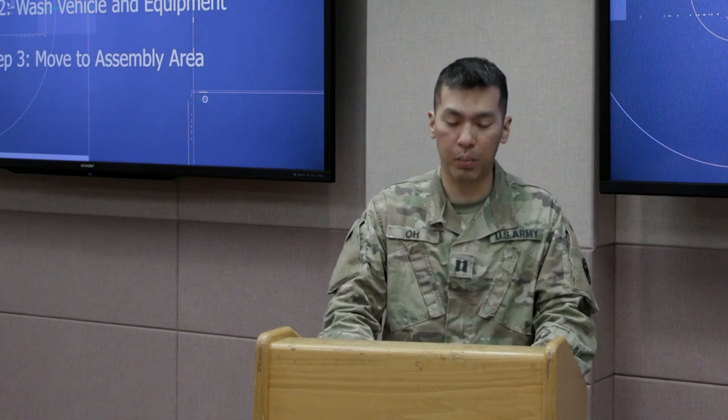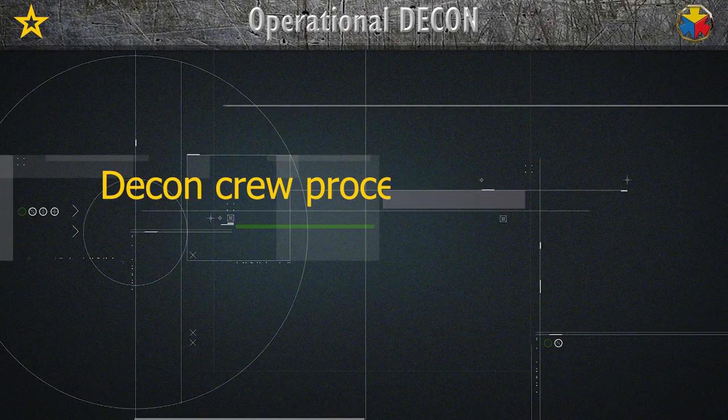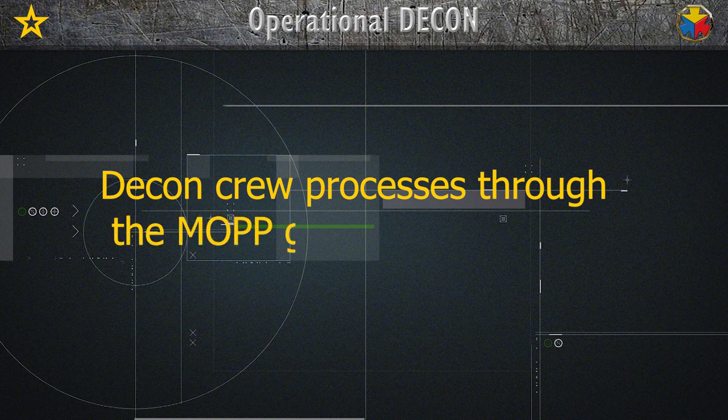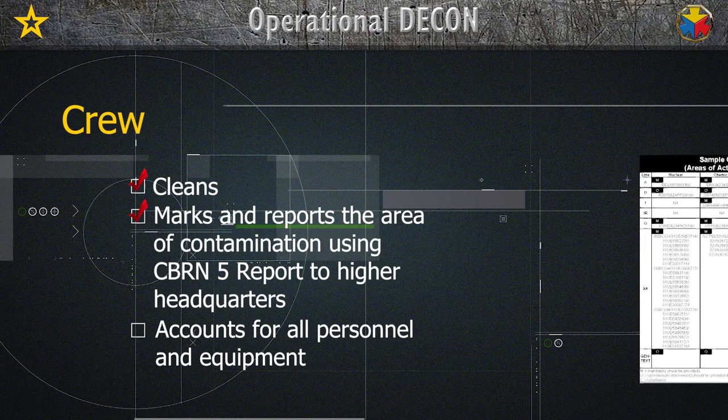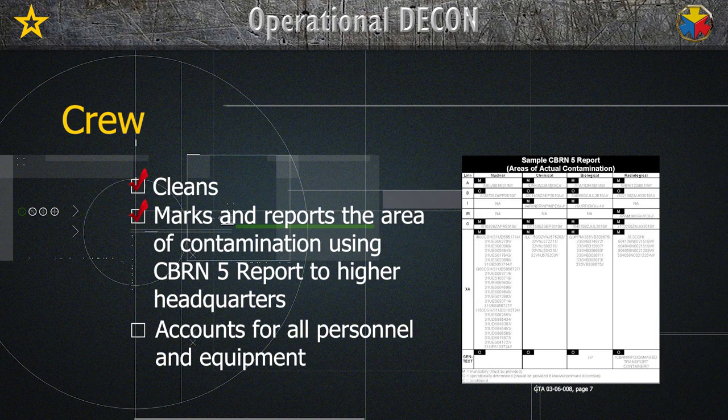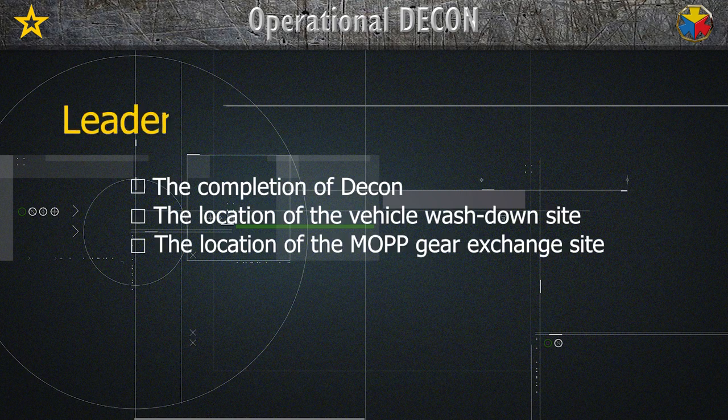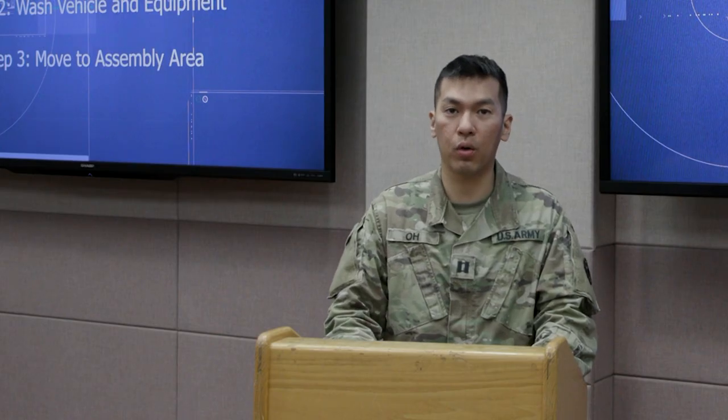Upon completion of operational decon, the decon crew processes through the mop gear exchange site. The crew cleans, marks, and reports the area of contamination using a CBRN 5 report to higher headquarters and accounts for all personnel and equipment. The leader reports the completion of decon and the location of the vehicle washdown and mop gear exchange decon sites. Next, we'll talk about thorough decon.